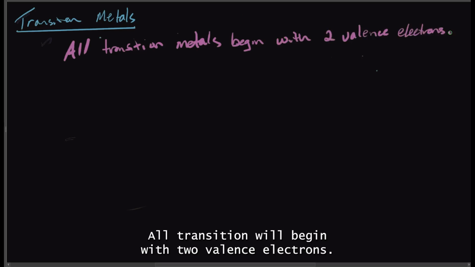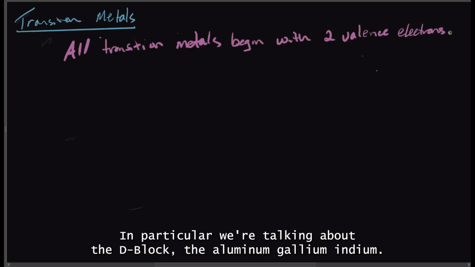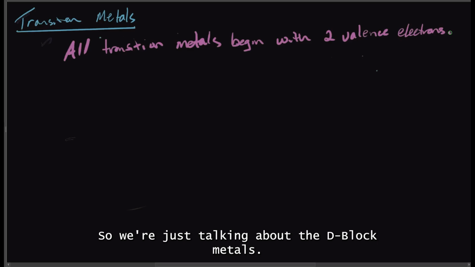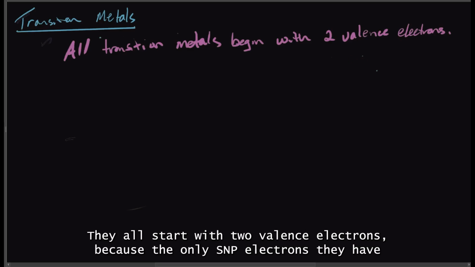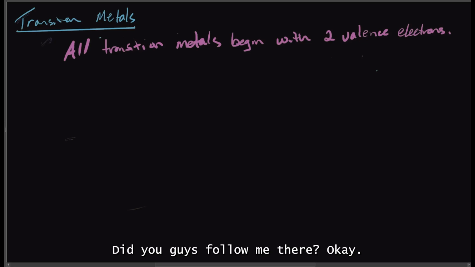All transition metals begin with two valence electrons because they're in the D block. In particular, we're just talking about the D block metals, not aluminum, gallium, indium, which are all in the +3 group. They all start with two valence electrons because the only S and P electrons they have are the S electrons over on the left. Did you guys follow me there? Okay.